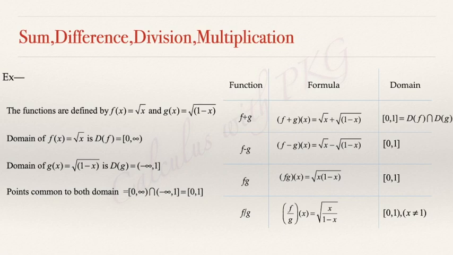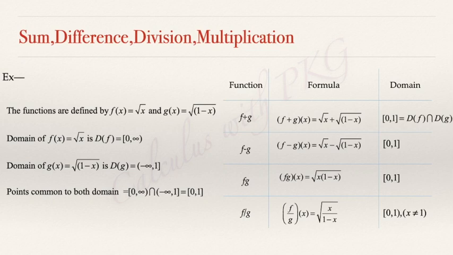Similarly, for f minus g of x, we can write f of x minus g of x, that is equal to root over x minus root over 1 minus x, and here the domain will be the common domain, that is the closed interval from 0 to 1. And for multiplication, fg of x, we can write square root x multiplied by square root of 1 minus x, and here also the domain will be the closed interval from 0 to 1.